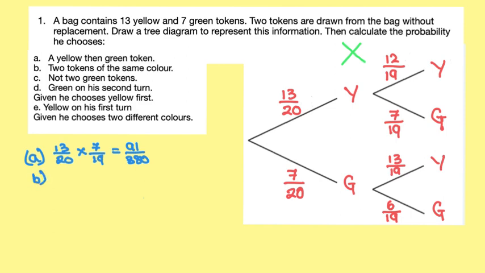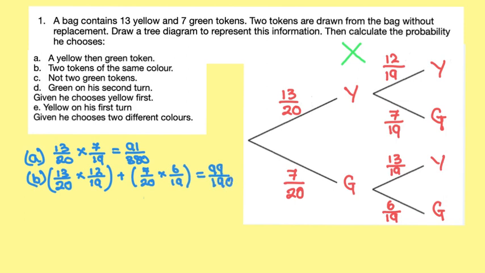Part B, 2 tokens of the same colour. That means I could have yellow and yellow, which is 13 out of 20 times 12 out of 19, plus 2 green, which is 7 out of 20 times 6 out of 19. When you multiply those and add them together, you get 99 out of 190.